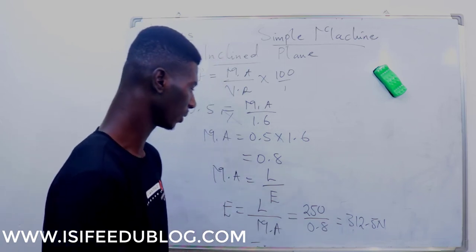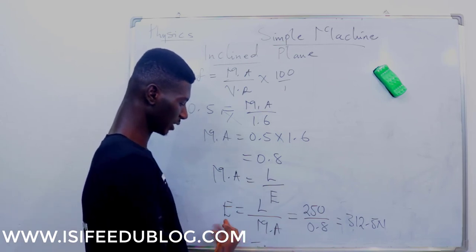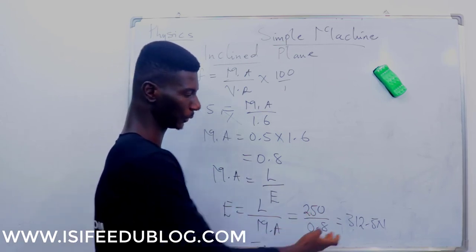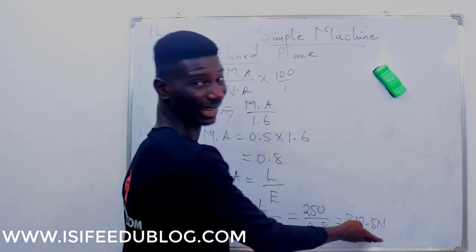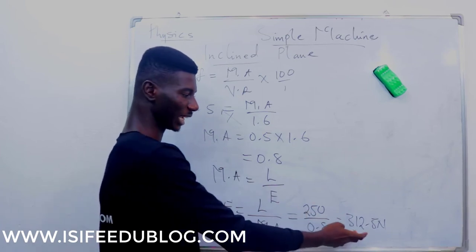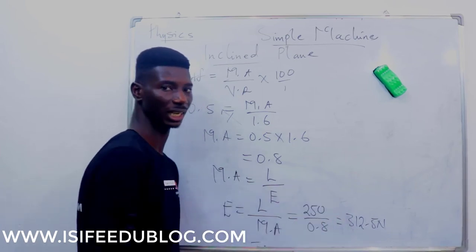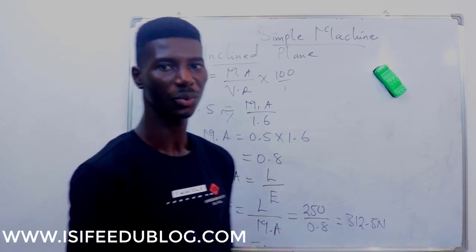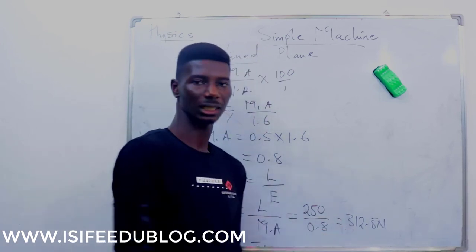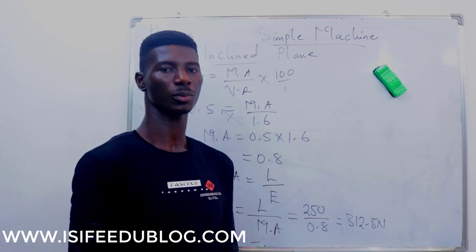Now, this particular question is a little bit contradicting what we know about machines supposed to be helping. Instead of applying a small effort to overcome a bigger load, we are getting a bigger effort for a smaller load. So the effort this time around is bigger than the load. Who can tell us the reason why the effort is bigger than the load? In actual sense, it is not supposed to be so.